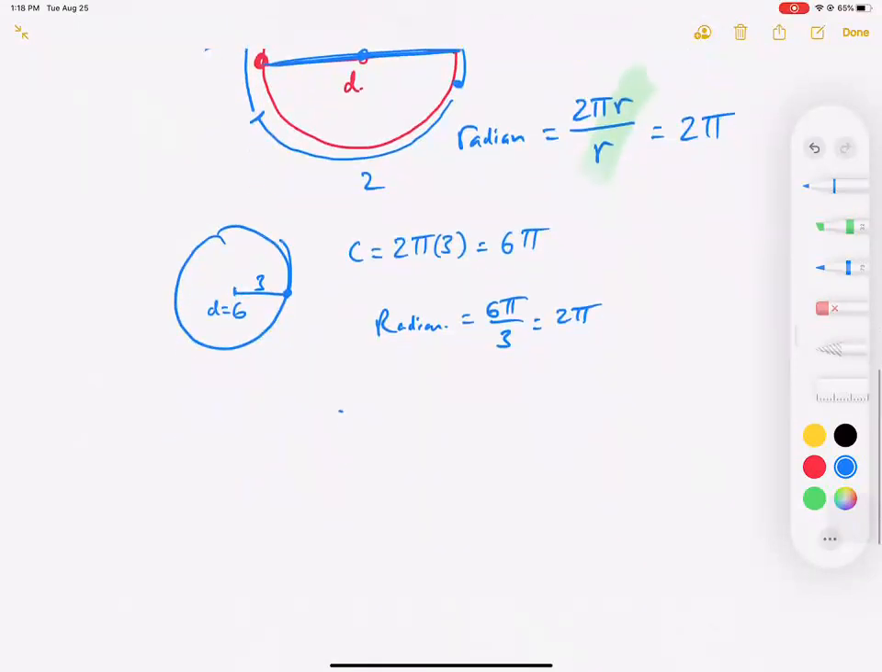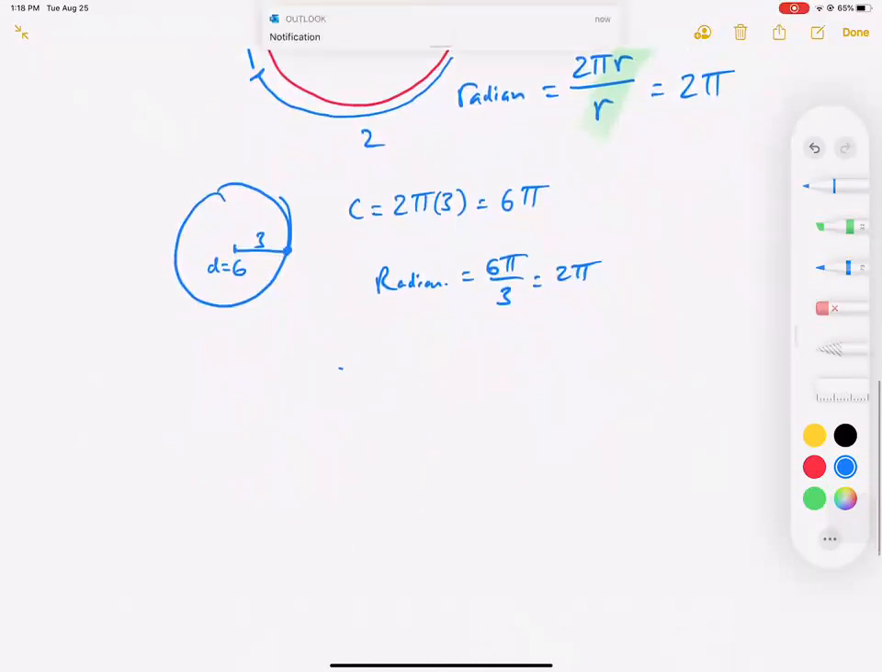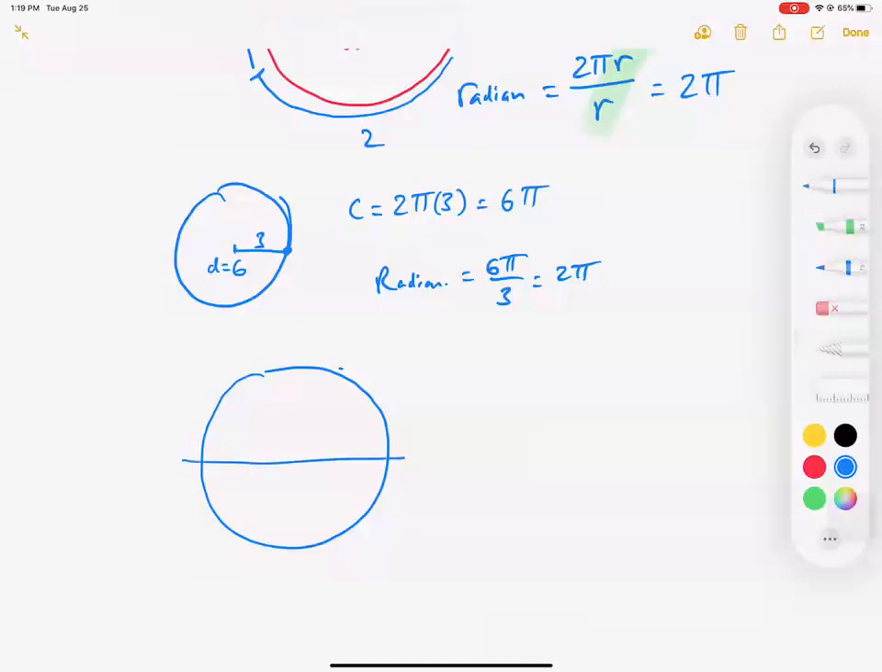Now, I'm going to give you guys some special radian marks, and let's draw our full circle again. So, draw a line across. We'll call this 0 and 2 pi. And 2 pi is synonymous with 360 degrees.